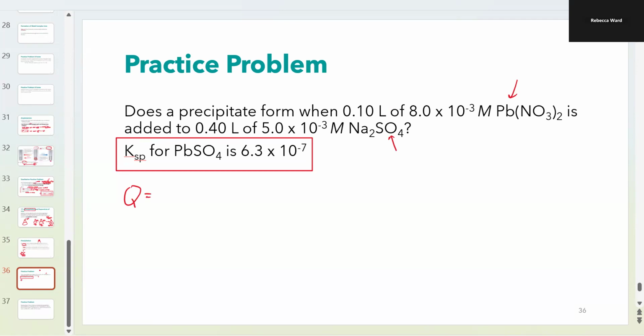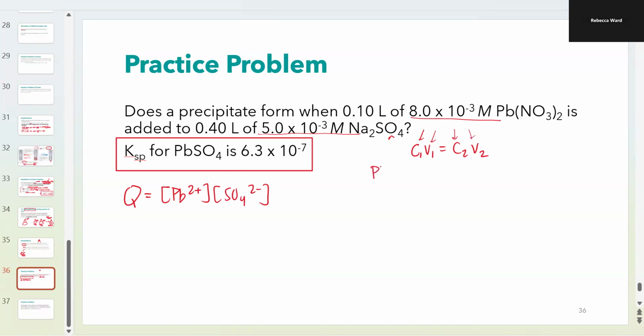So Q, remember, has the same expression as KSP. So it's [Pb2+] times [SO4 2-]. I need those concentrations right when I've made my half liter of solution. So I'm not just going to pull these numbers because I need the concentrations when I've mixed them. So this is where what I call C1V1 equals C2V2 comes into play. Concentration 1 times volume 1 equals concentration 2 times volume 2.